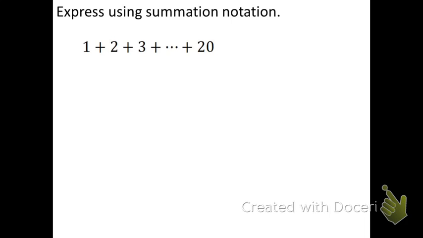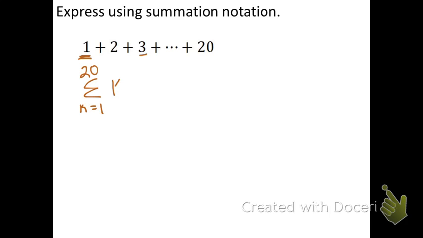So here's our series, 1 plus 2 plus 3 plus 4 plus 5 all the way to plus 20. So we know we need a summation sign. We need k equals, we're going to start with the first term. And then how many terms are going to be in this sequence altogether? Well, we need to think about this. If we go from 1, 2, 3, 4, 5, all the way to 20, well, that's going to give us 20 terms. So however many terms we need.